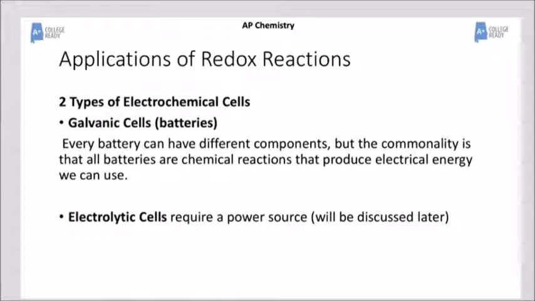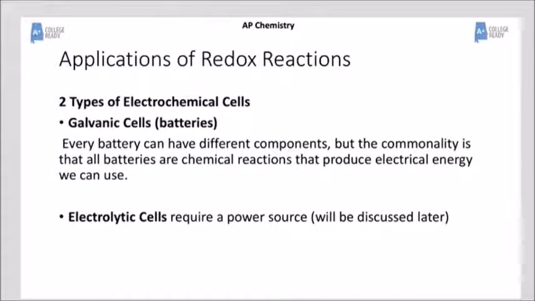So now that we understand how to assign oxidation numbers, and you know what oxidation and reduction are, we can actually talk about a battery that we mentioned at the very beginning. First we're going to study one of the two types of electrochemical cells. These are really applications of how redox reactions are actually used. All batteries are called galvanic cells.